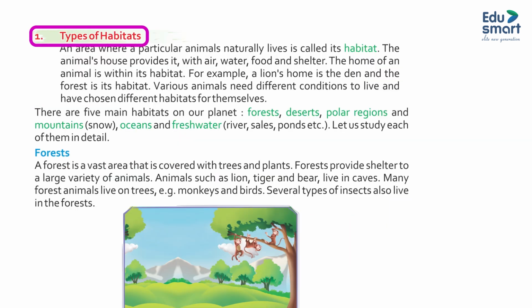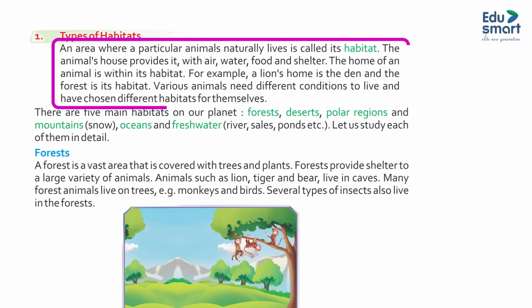1. Types of habitat. An area where a particular animal naturally lives is called its habitat. The animal's habitat provides it with air, water, food, and shelter. The home of an animal is within its habitat. For example, a lion's home is a den, and the forest is its habitat. Various animals need different conditions to live and have chosen different habitats for themselves.